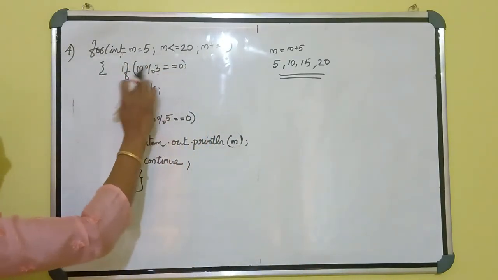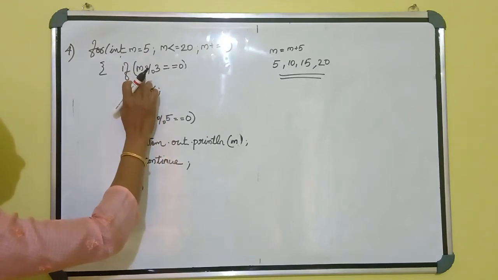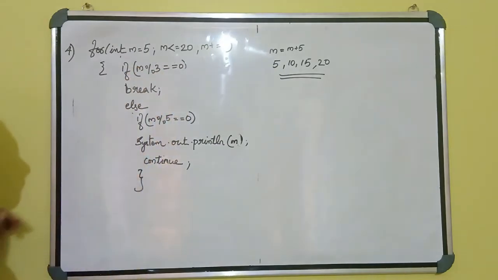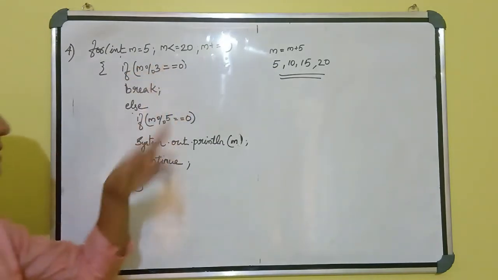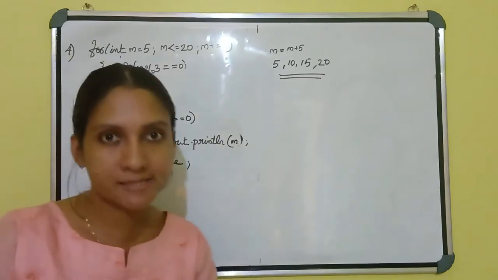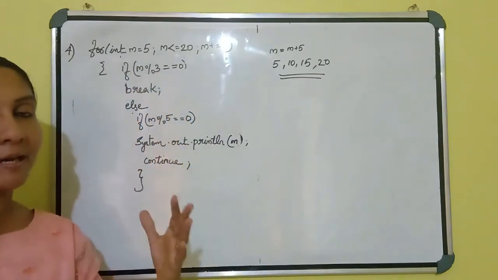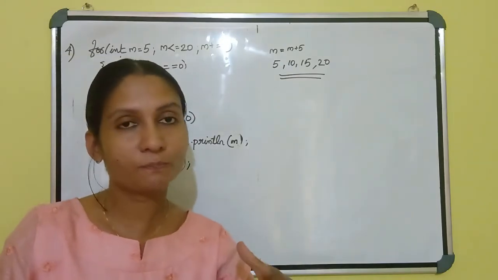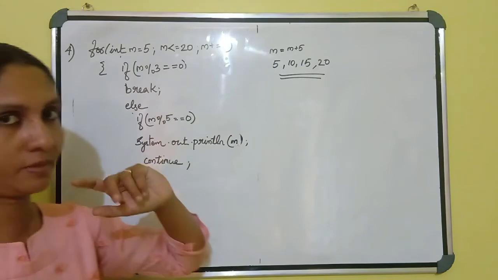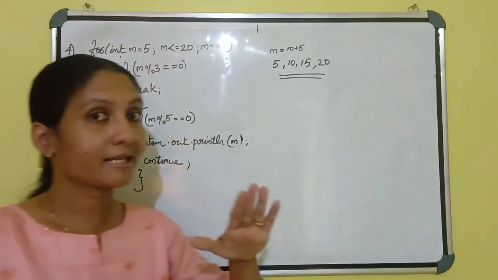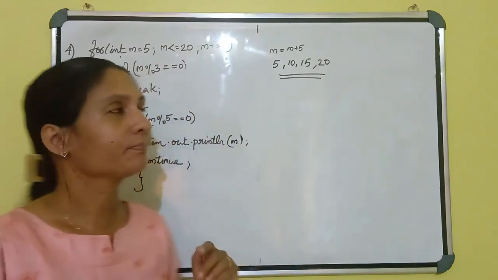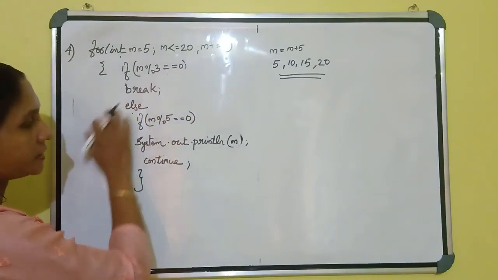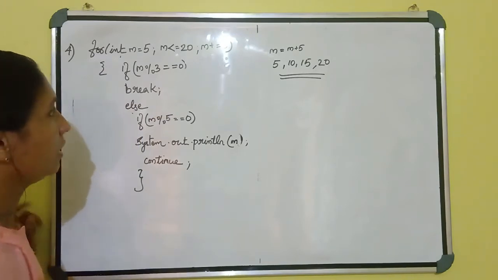Then go inside. The first time, the value of m is equal to 5. 5 mod 3 is not equal to 0. The mod operator is used to find the remainder. When you divide any number by this number, if you get the remainder as 0, the condition is true. And if the condition is true, it will take the break statement. That means it will terminate the loop and stop the program.